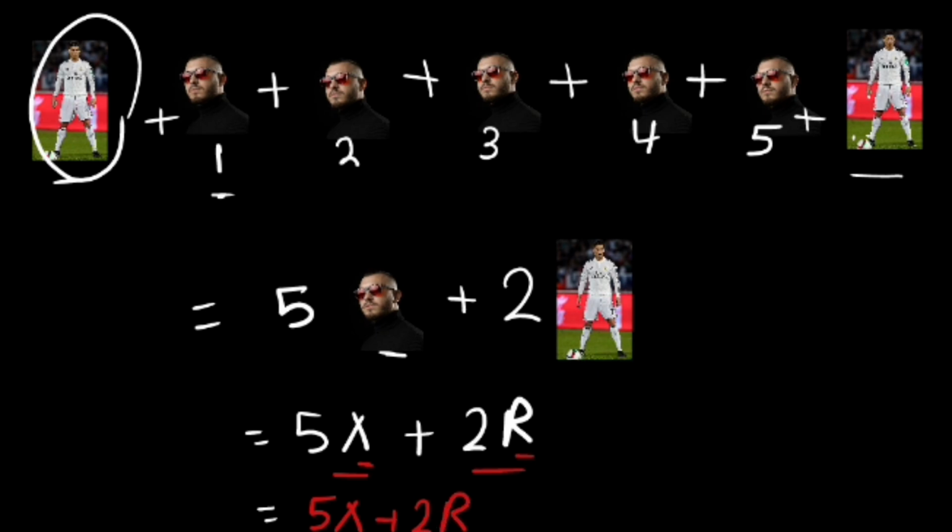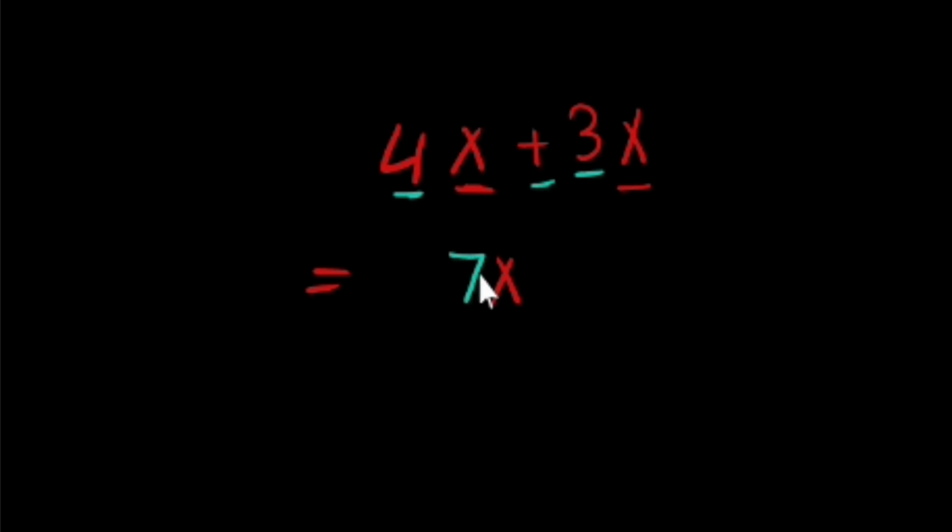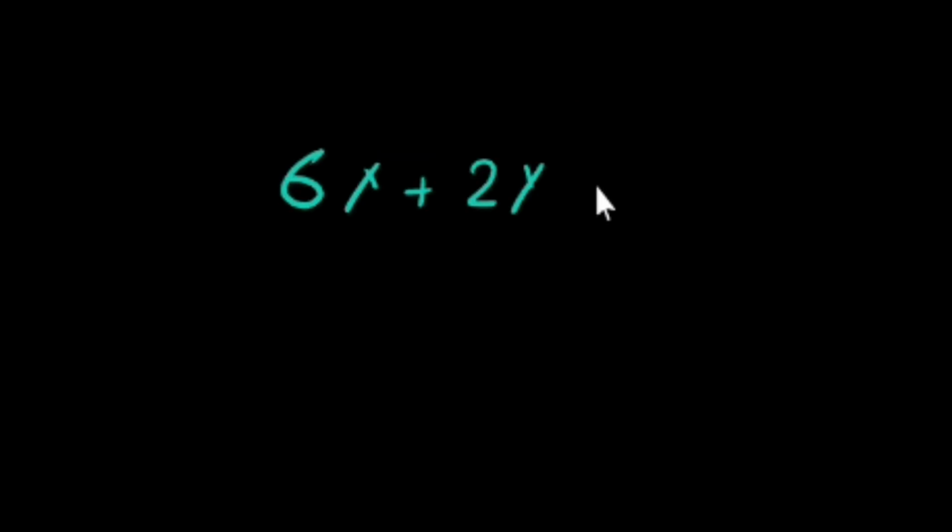If I have another example, 4x plus 3x, look at the variable first. I have x and x, they are the same. And if we look at the numbers, the coefficients, I have 4 and 3. When we add them, because I have plus here, 4 plus 3, it's 7. So I have how many? Yeah, 7x.